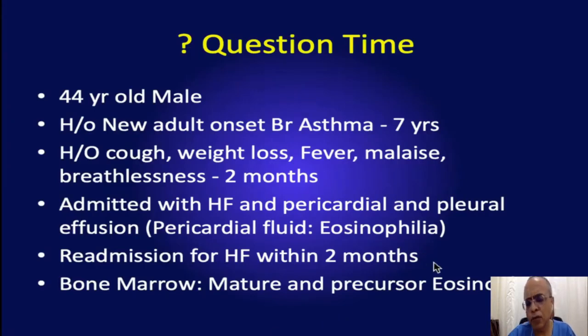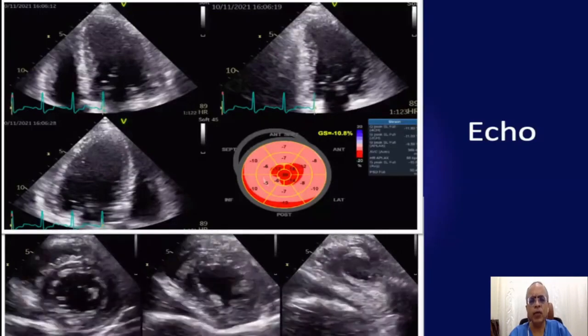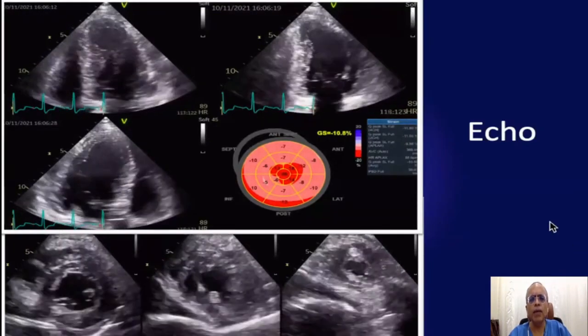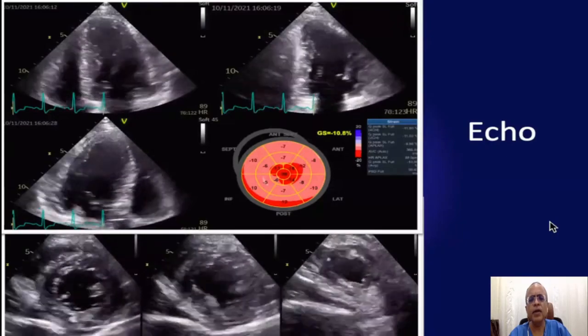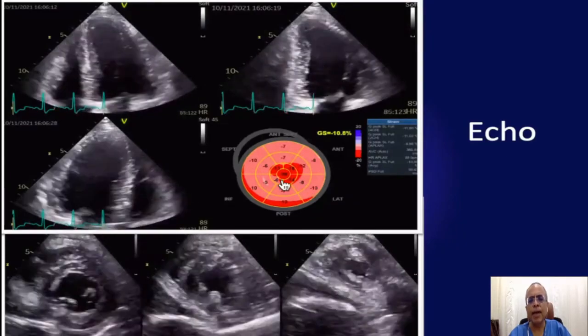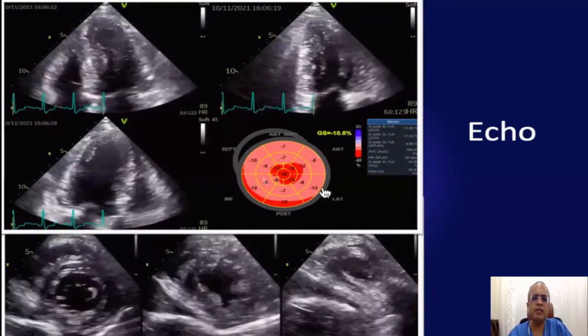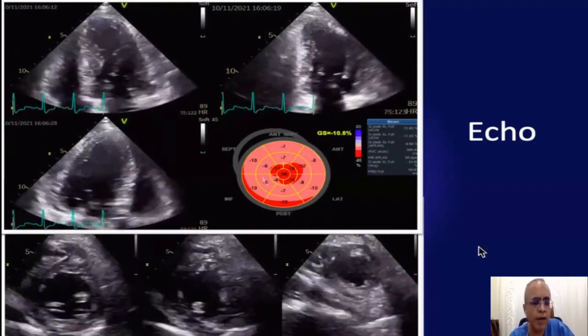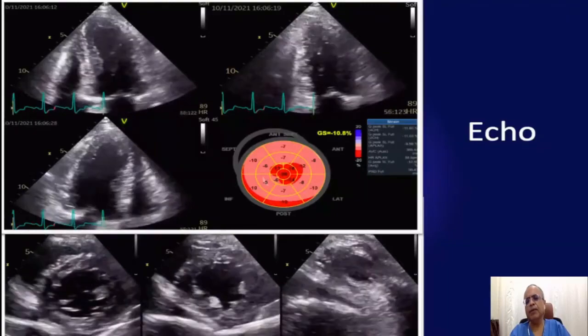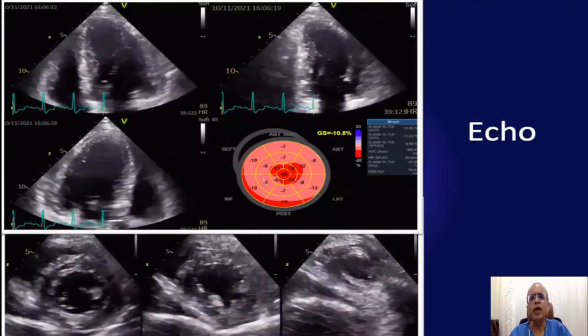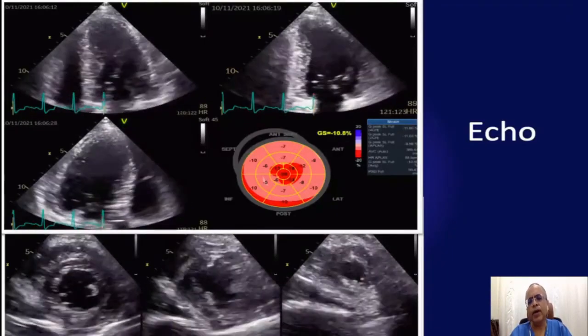There was no evidence of any hematological malignancy, but this was a clear case of hypereosinophilic syndrome. And this was his echo, which shows a global hypokinetic left ventricle. Interestingly, look at the GLS map, which has an apical sparing, though we are always taught that apical sparing is something which goes with amyloid. But obviously this patient has hypereosinophilic syndrome, where we are looking at an eosinophilic myocarditis.